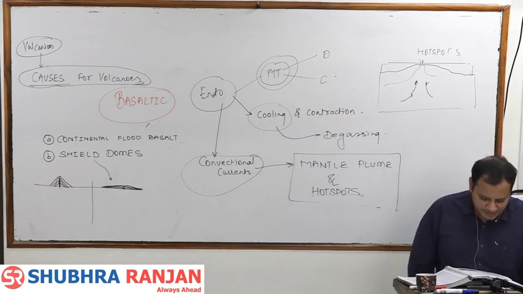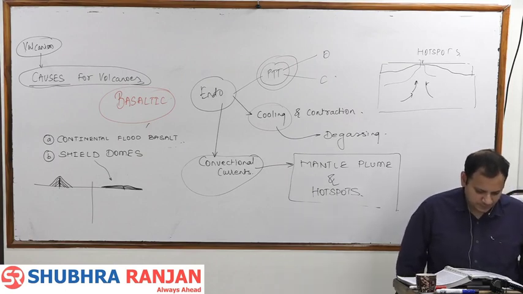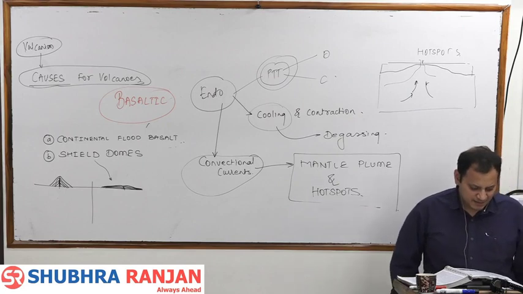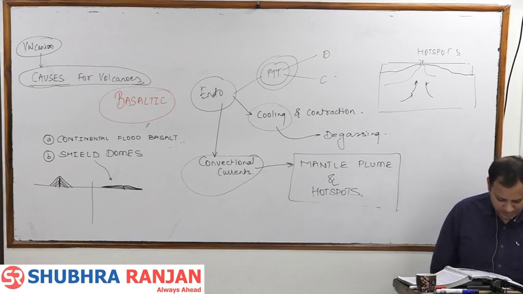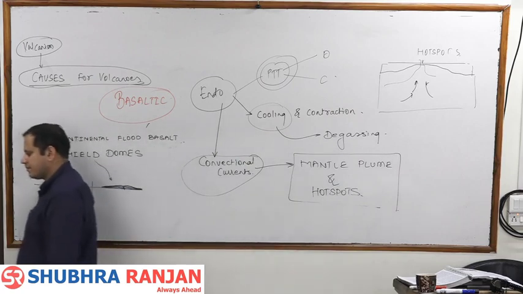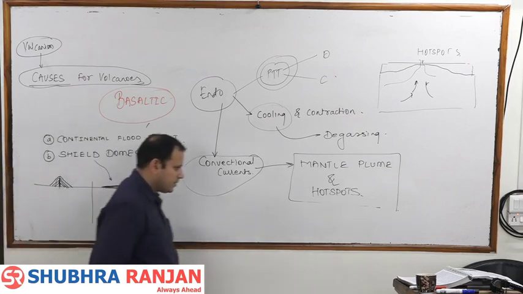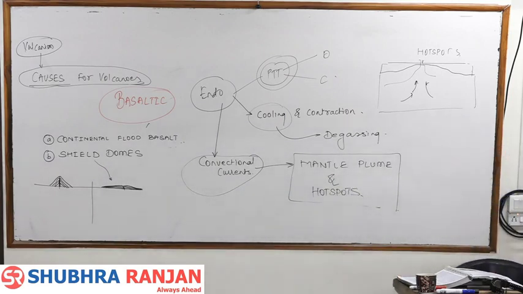On the other hand, acidic magma or lava has more than 60% silica, full stop. Due to dominance of silica, they are white or light in color.